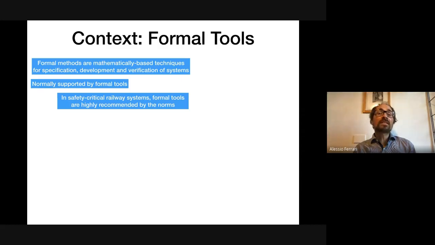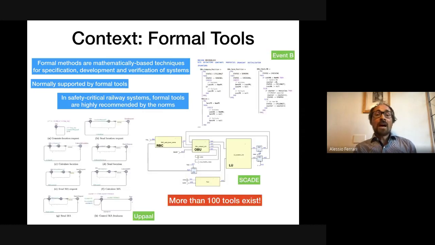So the context is formal methods and tools. What are formal methods? Formal methods are mathematically based techniques for specification, development, and verification of systems, and they are normally supported by formal tools. These formal methods and tools are highly recommended for railway safety critical products by the railway norms. But there is a large number of tools available.